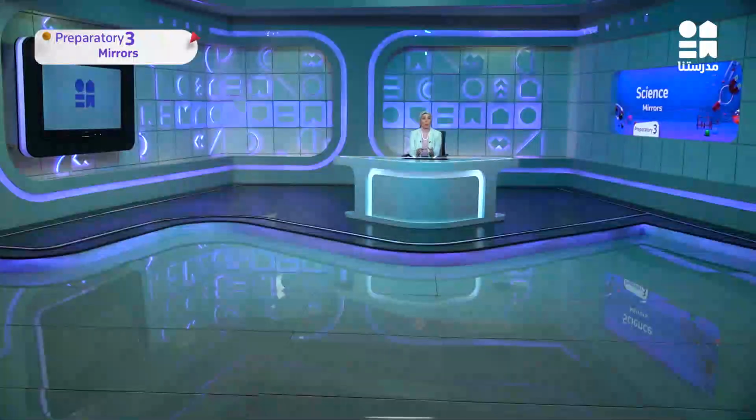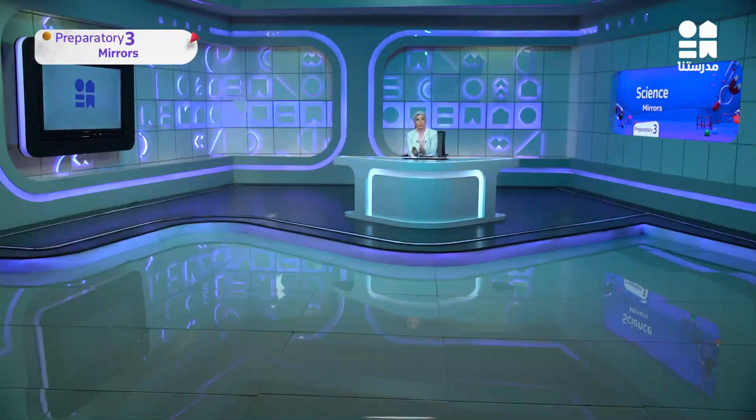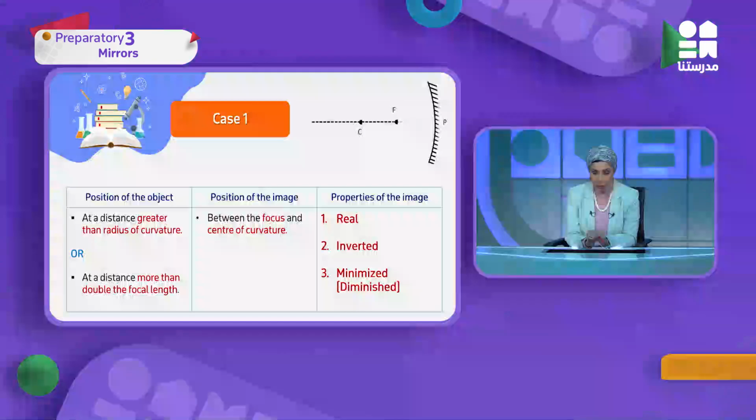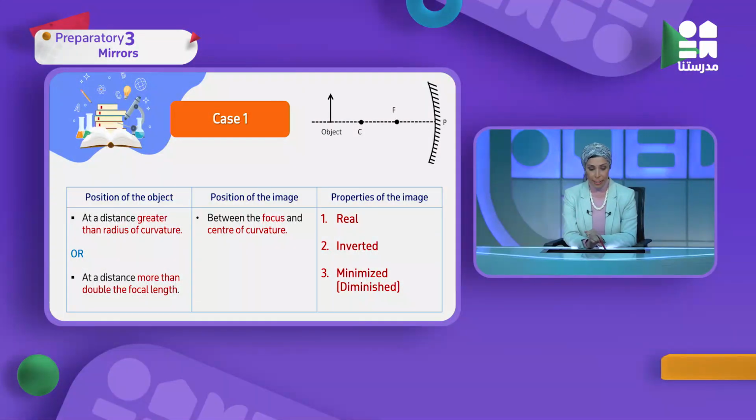So the words real and inverted are twins, they come together. Once I find the image coming out inverted, what is meant by inverted? Upside down, the head down, so inverted. Once I see inverted, I will write real. Okay. But if it is virtual, it is upright, meaning straight. When I find the image upright, I will say virtual. Okay, agreed. Let's see the first case.